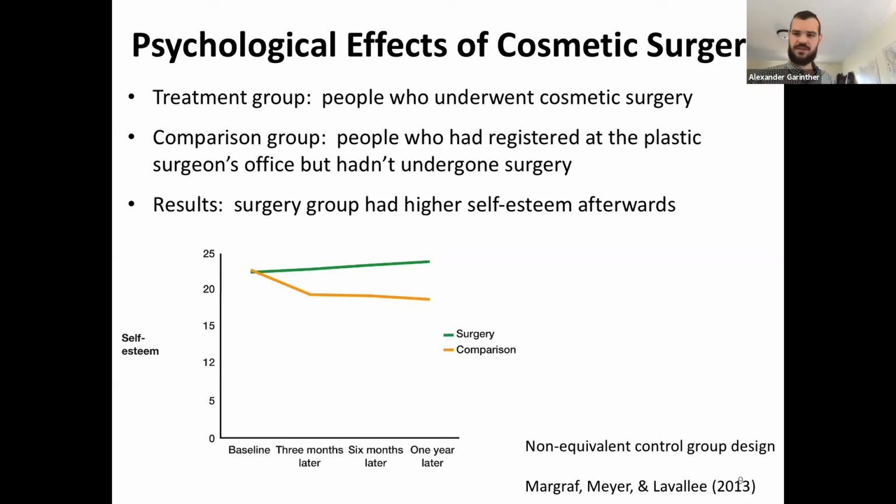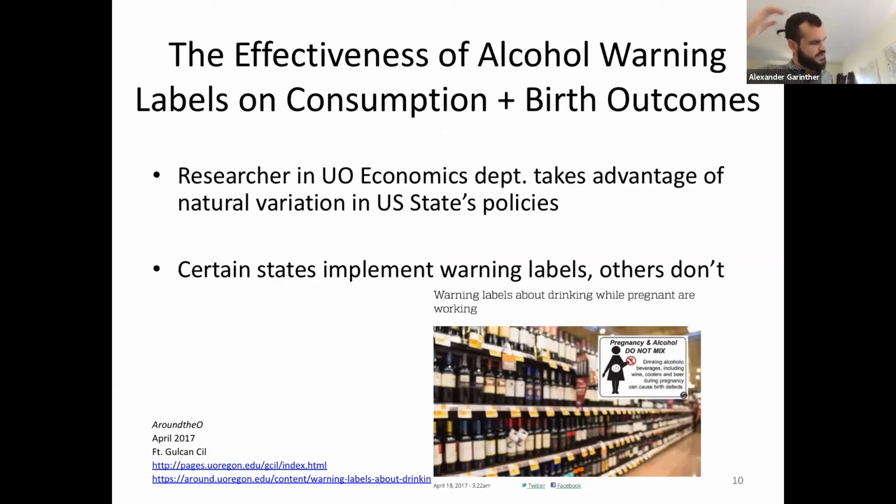So there's another example of a non-equivalent control group. I want to show one more example. This one I really like because it was done here at the University of Oregon by a graduate student who was in the economics department at the time. Her name was Dolkan, and I pulled this from an Around the O email blast back in 2017.